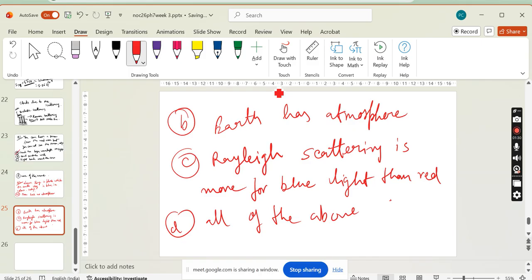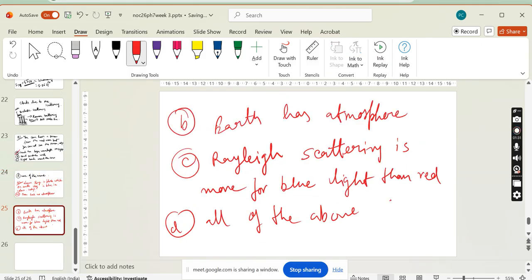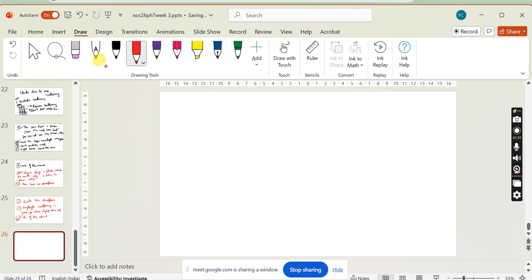So all are true. The moon has no atmosphere, and we see the blue light because Earth has an atmosphere, and Rayleigh scattering is more for blue than red. So the correct option is D, all of the above.